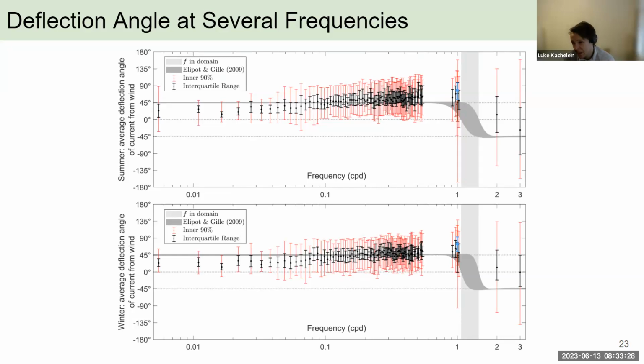Not really, because we know it's overwhelmingly clockwise dominated, so we know these positive angles mean that the current leads the wind. But you could certainly imagine, if they were both counter rotating and then the wind was leading the current, then it would look the same.